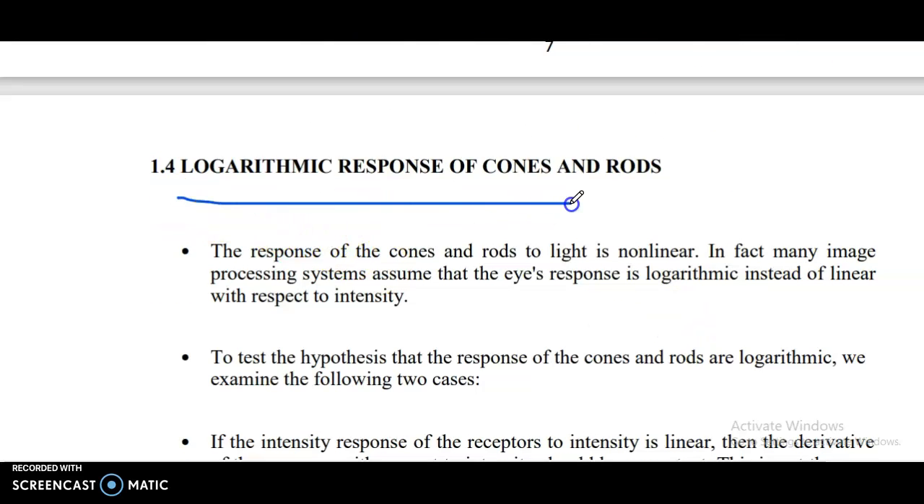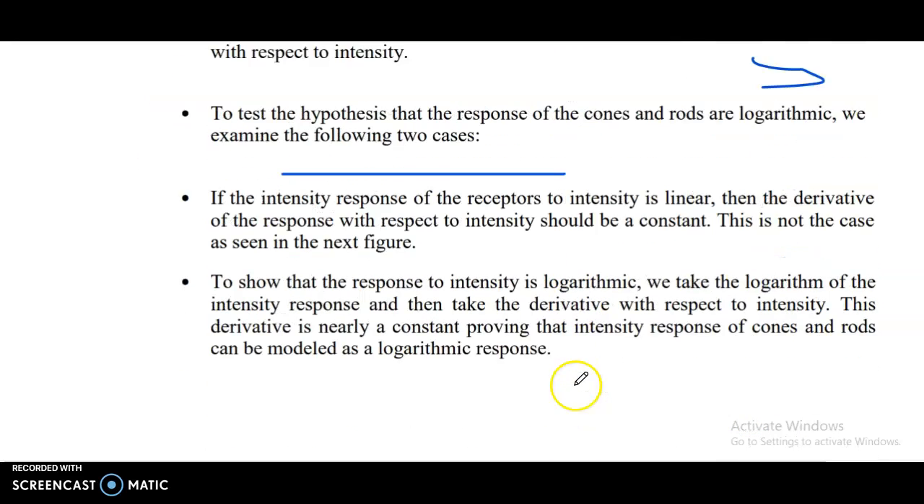Logarithmic response of cones and rods. The response of the cones and rods to light is nonlinear. In fact, many image processing systems assume that the eye response is logarithmic instead of linear with respect to intensity. To test the hypothesis that the response of the cones and rods is logarithmic, we examine the following two cases.